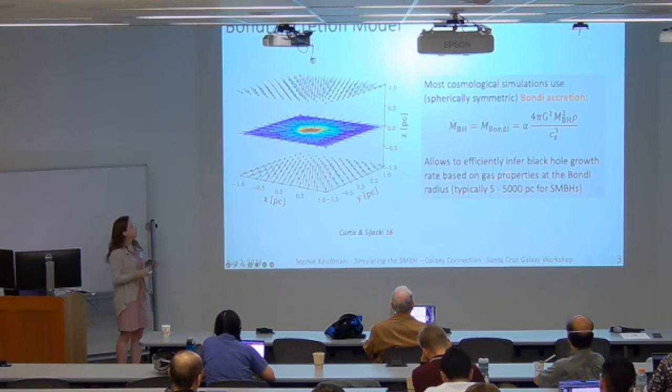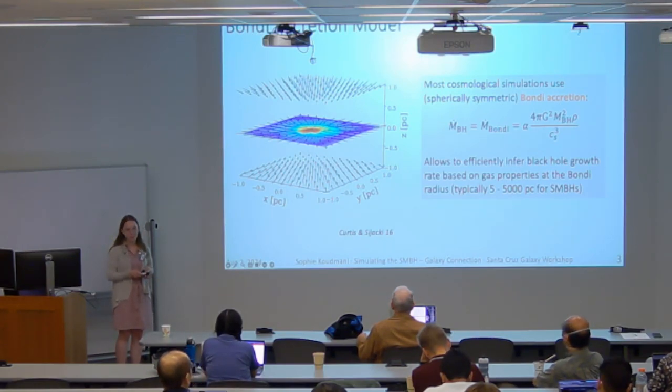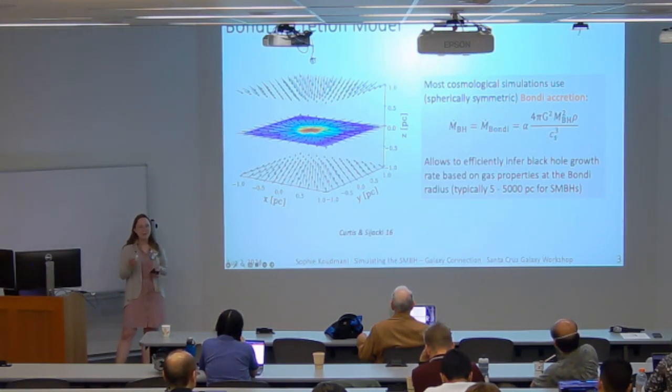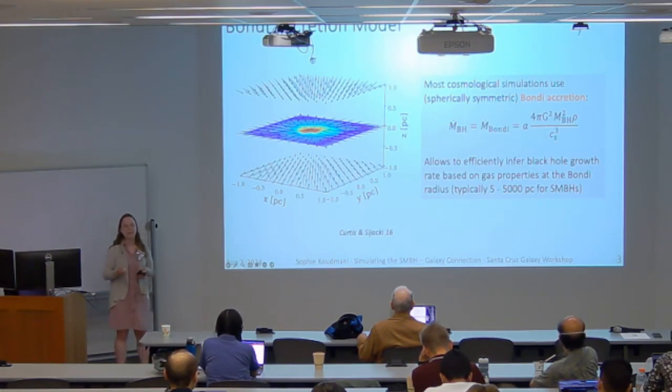And this characteristic Bondi radius is typically 5 to 5,000 parsecs. This is for black holes. So this is already a whole lot better than microparsecs. Although it should be said that this Bondi radius is still quite often not resolved in cosmological simulations.